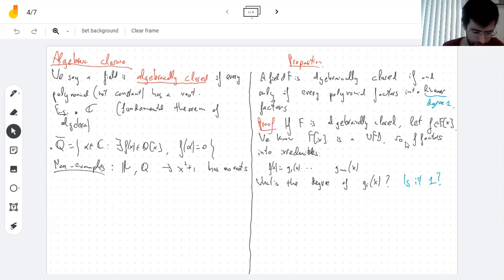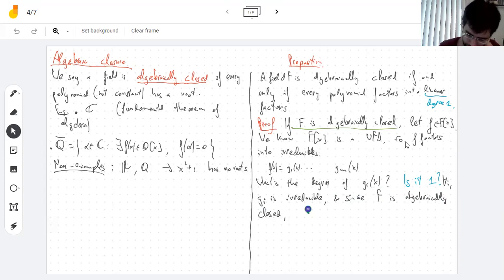Let's just use the one thing we know about F that we haven't used. If F is algebraically closed, I haven't used that yet. I just factored it into irreducibles, which I can do over every field in the universe, not just algebraically closed fields. So for every i, g_i is irreducible. And since the field is algebraically closed, it has a root.